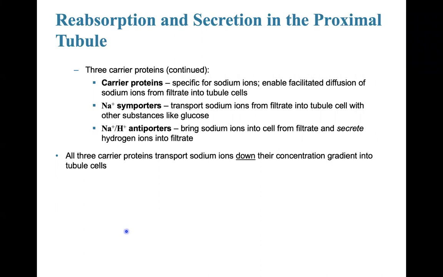The 3 carrier proteins are specific for sodium ions. This will enable facilitated diffusion of sodium ions from the filtrate into the tubule cells. You then have sodium symporters. These transport sodium ions from the filtrate into the tubule cell with other substances like glucose. And then you have the sodium hydrogen antiporters. These bring sodium ions into the cell from the filtrate, as well as secrete hydrogen ions into the filtrate. All 3 carrier proteins transport sodium ions down their concentration gradients into the tubule cells.